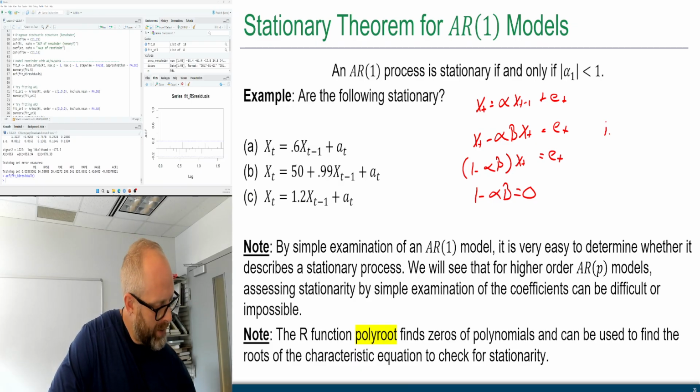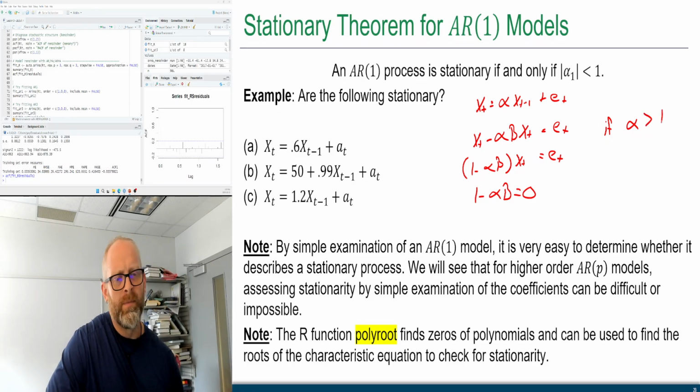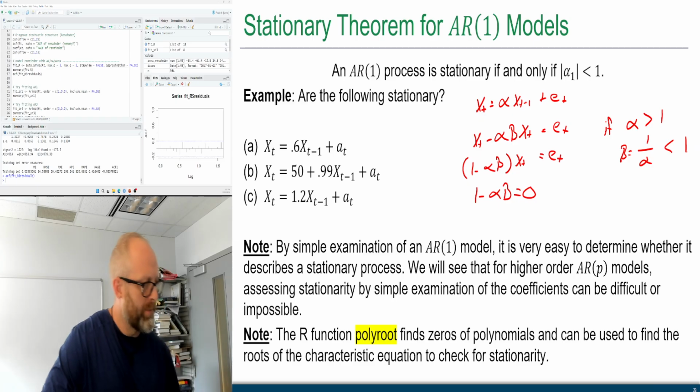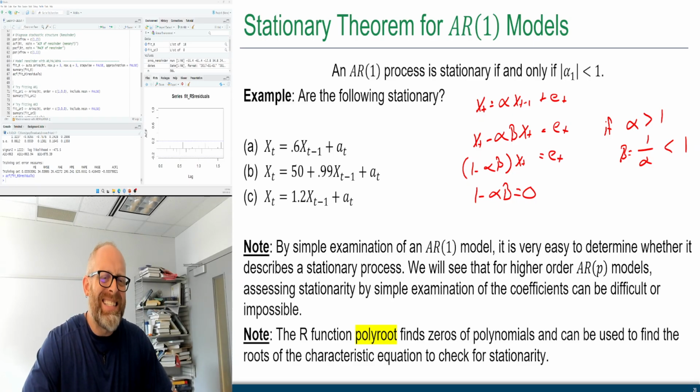So if alpha is greater than 1, so if alpha was 2, remember, alpha times B has to be 1 because 1 minus 1 gives us 0. So I need to be able to cancel alpha out. So if alpha is greater than 1, to be able to cancel it, I need to divide by that same amount. So B is just 1 over alpha, which is less than 1. If B is less than 1, we have something that is non-stationary because it has to be greater than 1 for it to be stationary.